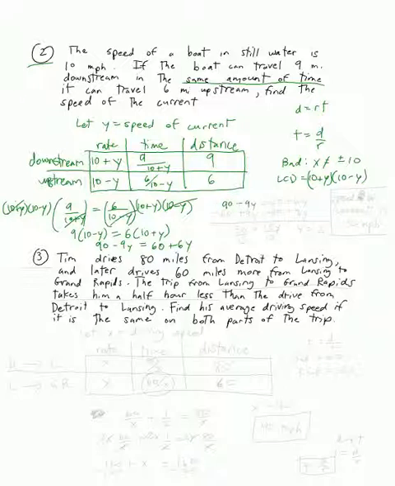Let me rewrite it up here just so I can show my work. If I add 9y to both sides, and I subtract 60 from both sides, I end up with 15y equals 30. Divide both sides by 15, I get y equals 2. Remember, that is the speed of the current, which is what we were looking for. So speed of current is 2 miles per hour.